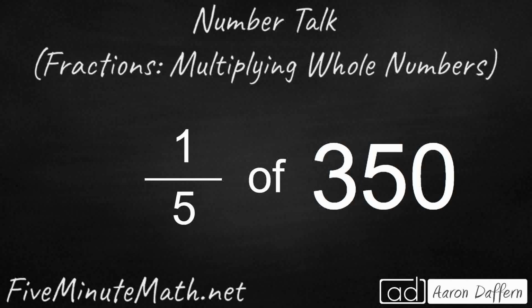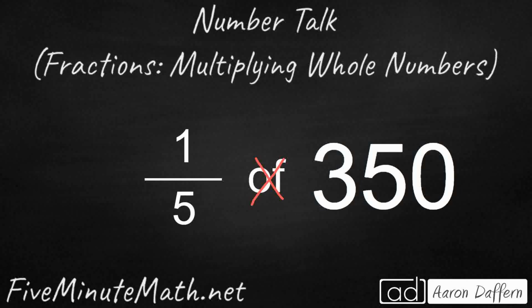Today, for our number talk, we are multiplying the fraction 1/5 and the whole number 350. Now, I know we're multiplying because this word "of" is what we typically use to point us in the direction of multiplication. So, really, it's 1/5 times 350. If they were both fractions, that'd be pretty easy because we multiply fractions straight across.